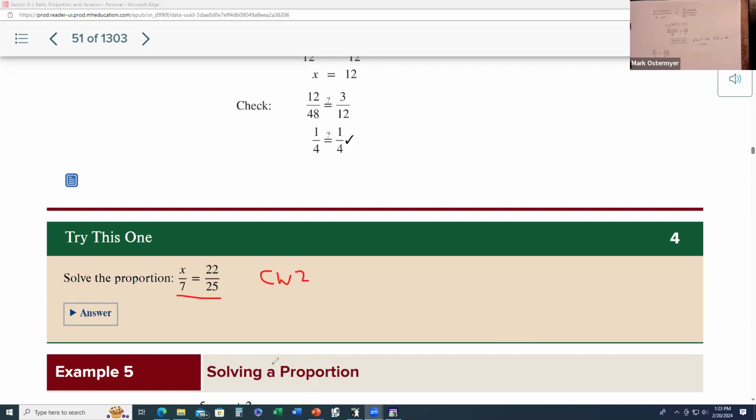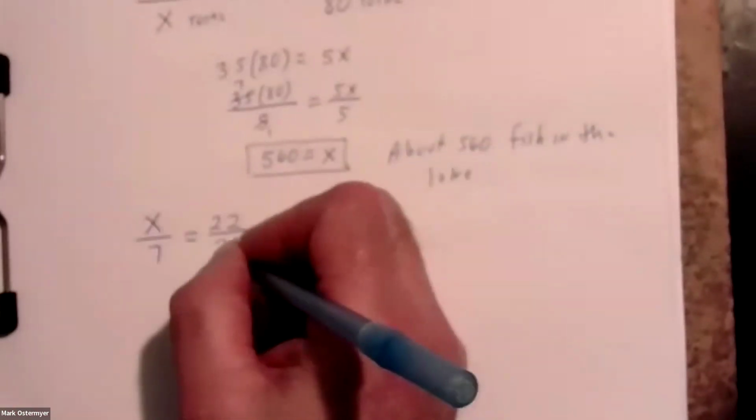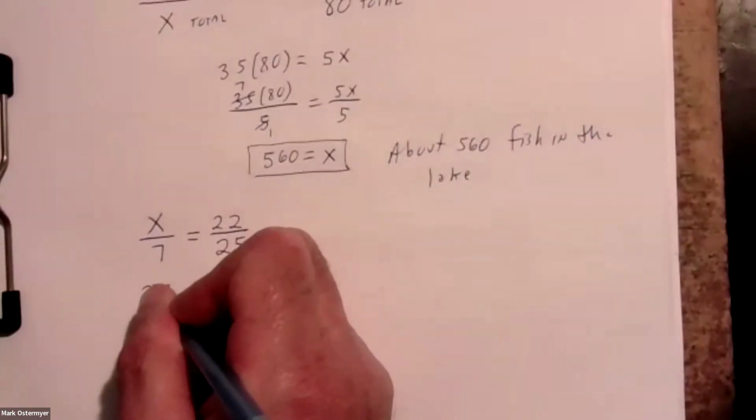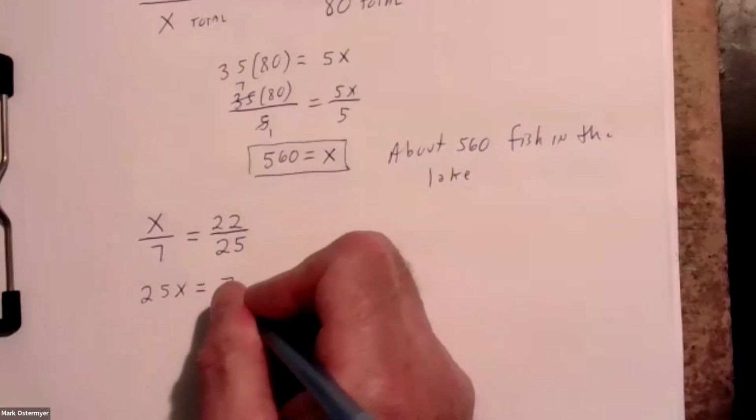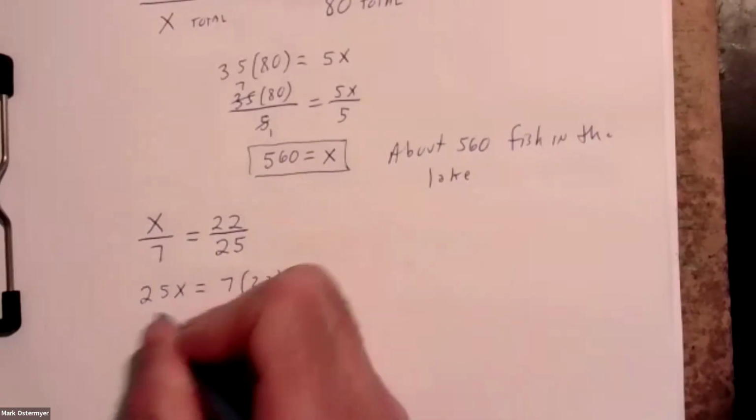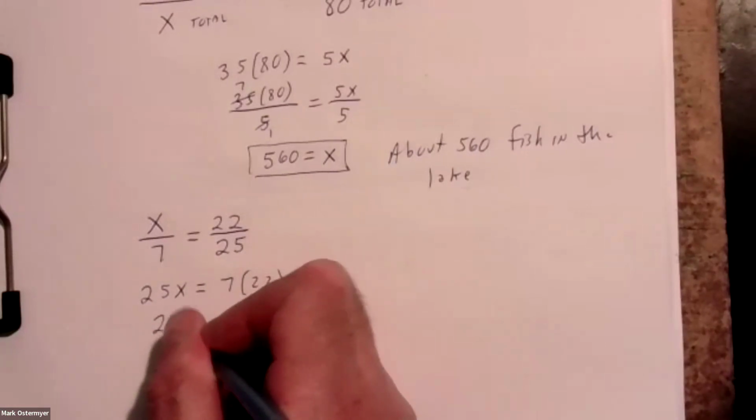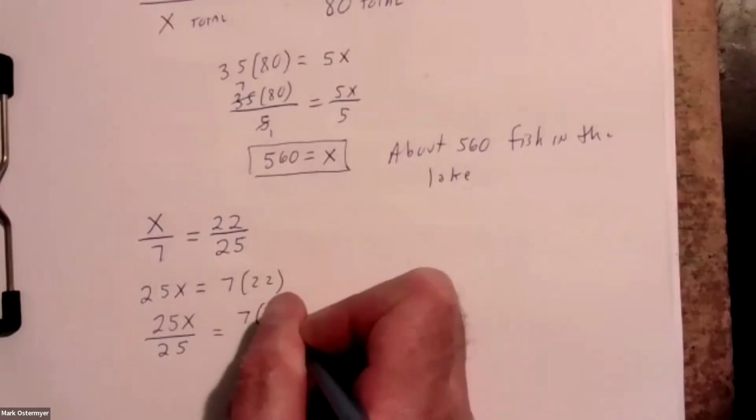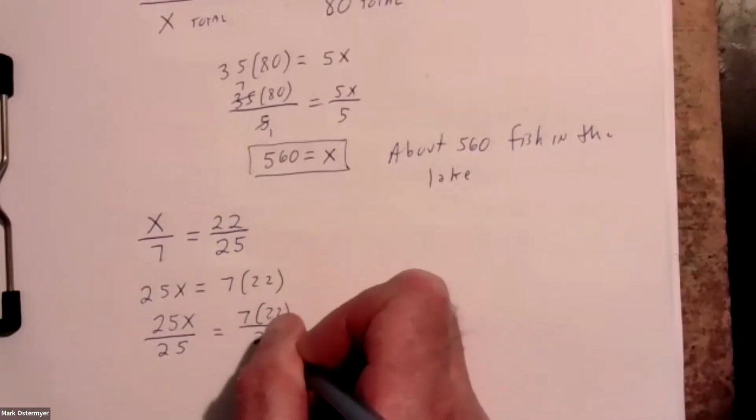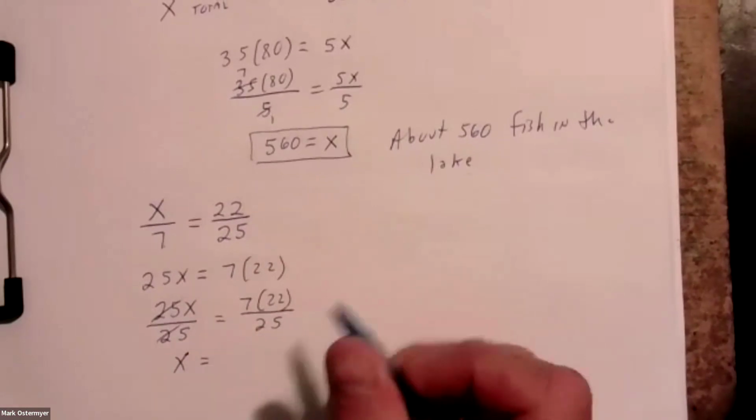Let's take a look at this problem here. Want to solve for X, so we cross multiply. So X times 25 is 25X. We set that equal to 7 times 22. And then we're going to need to divide both sides of our equation by 25. These reduce down to 1, and we're left with X, 1X or X.